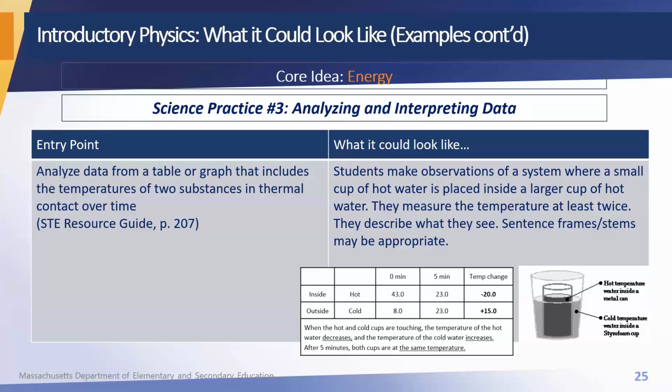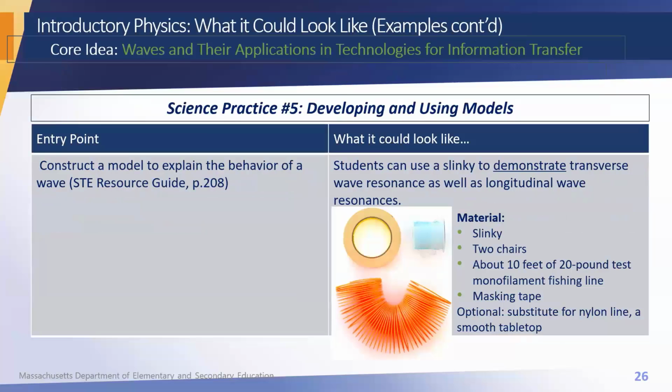They measure the temperature at least twice. They describe what they see. And this is where you might want to develop some sentence frames or stems that would help them understand what they're looking at. But remember, you're teaching this and working hands-on with all of these things. So it's much more engaging for our students.